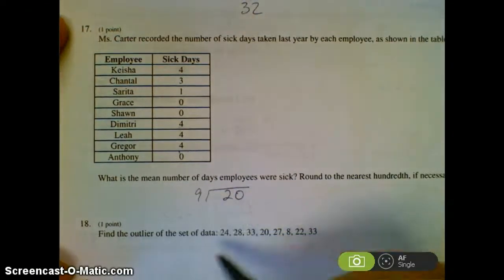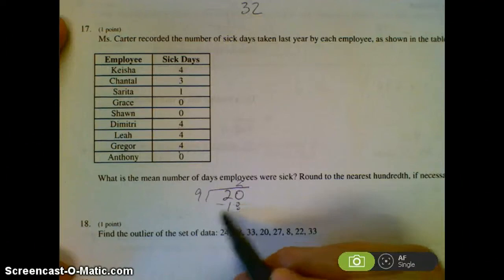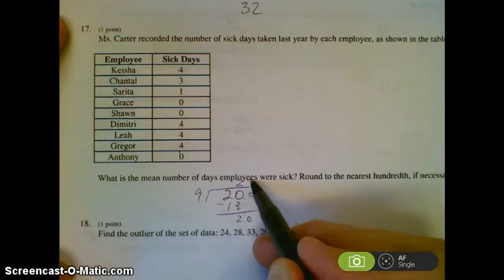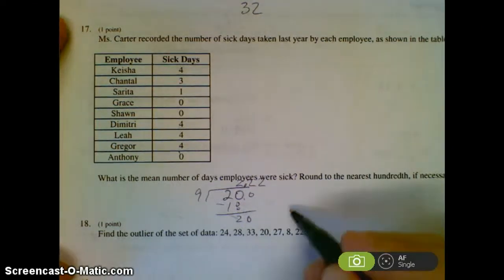So 9 goes into 20 twice, that's 18, remainder 2. I can bring down a 0. 9 goes into 20 again. 2.2. Oh, that's going to repeat, isn't it? So the answer will be 2.22.